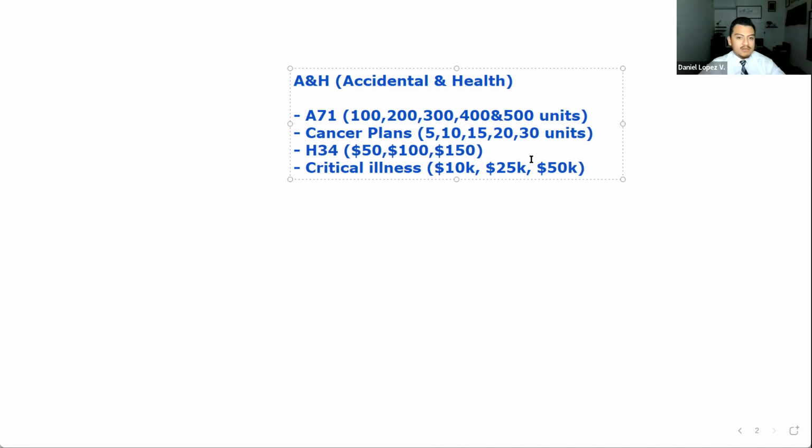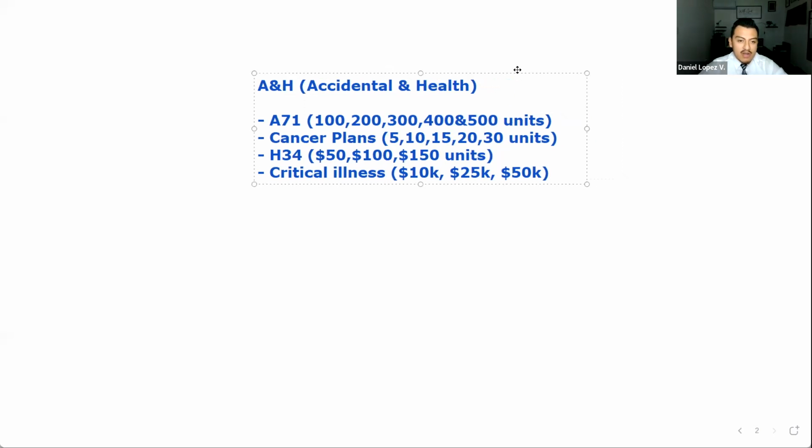Okay, so for all this we just call units. And that's pretty much it. That's all the units. That's everything we have: A71, cancer plan, H34, and critical illness plan. Okay. So now what do they mean?